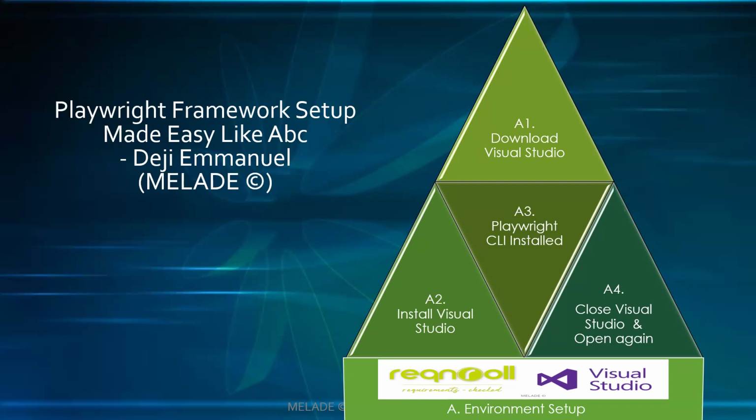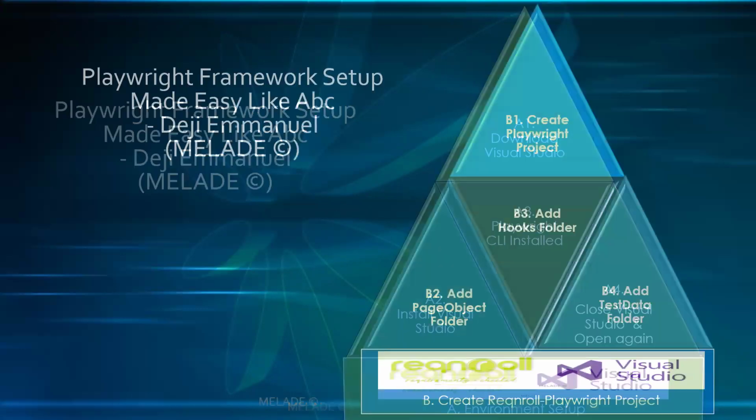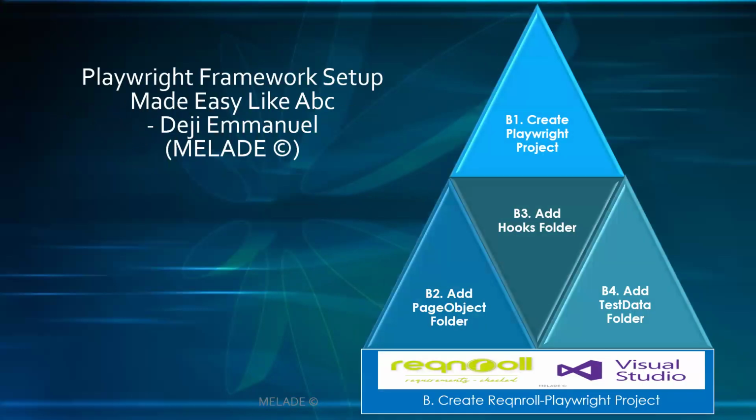And then after that, we move into step B, right? Step B is we will create the Playwright project. And then after that, we'll add the page object folder, and we'll add the hooks folder, and then we'll add the test data folder. So that is the step that we need to do after we've done the previous step.